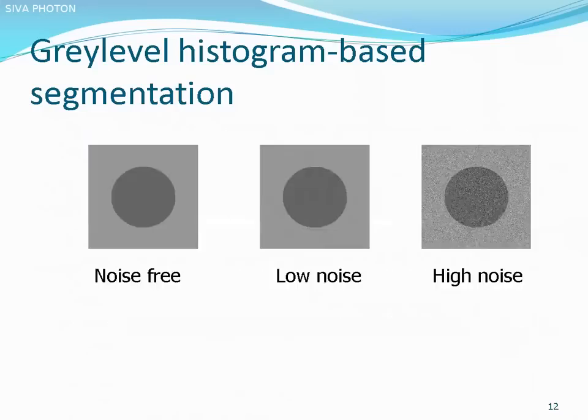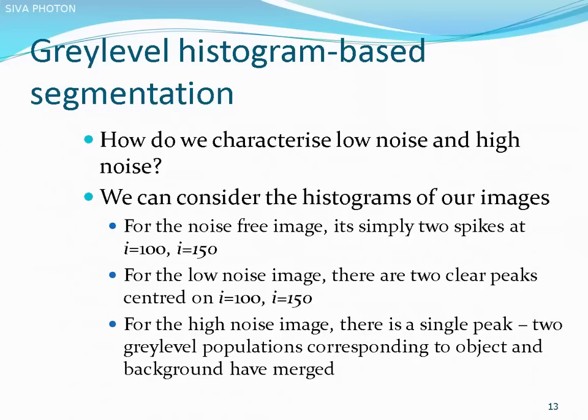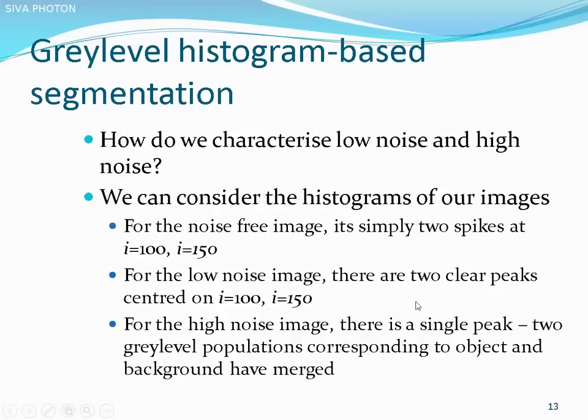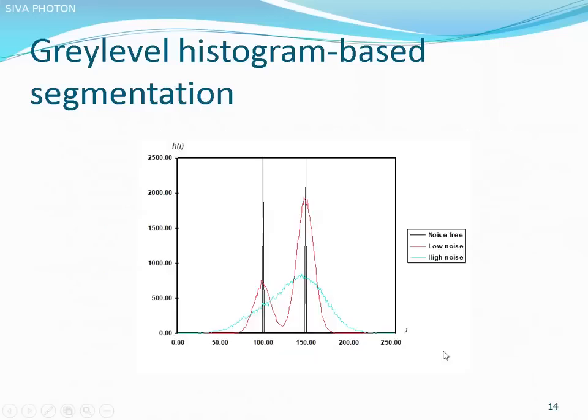Low noise is nothing but you can see two spikes at I equal to 100 and 150, the same as noise free, which is shown in gray color. So low noise has two clear peaks. In the same way, for high noise there is a single peak. High noise is denoted in blue color. It just keeps on increasing and has a single peak, whereas low noise has two peaks.